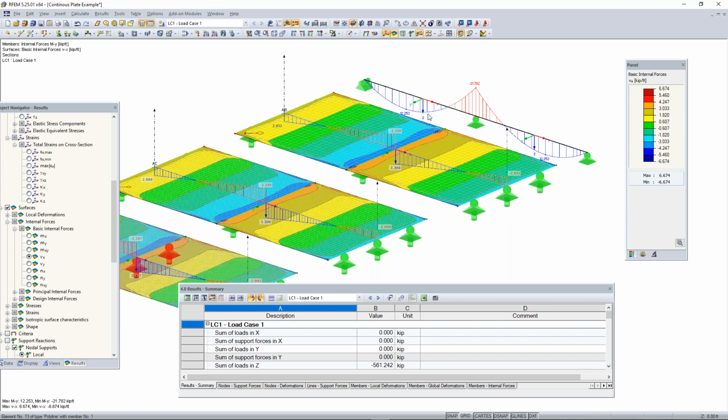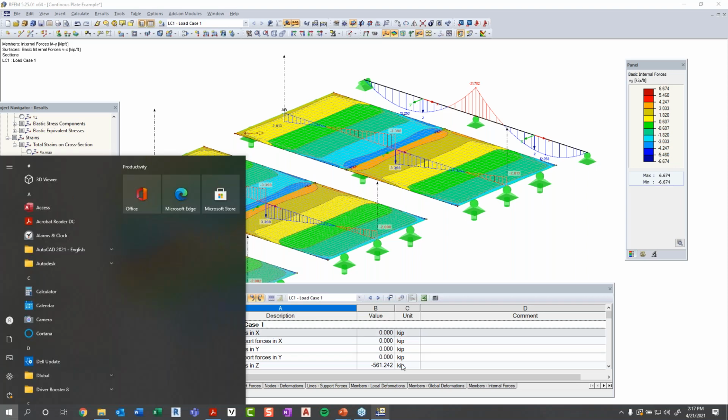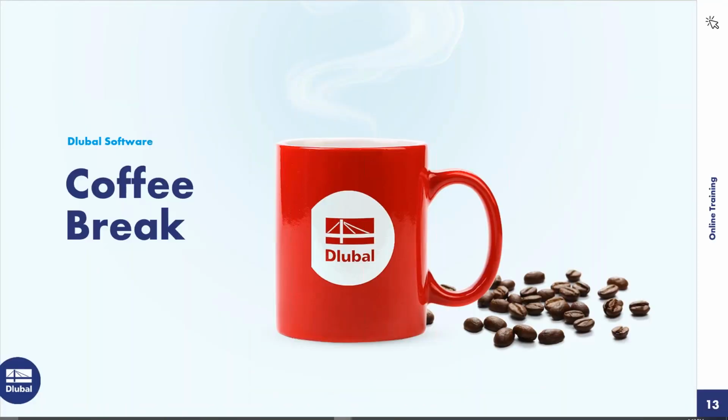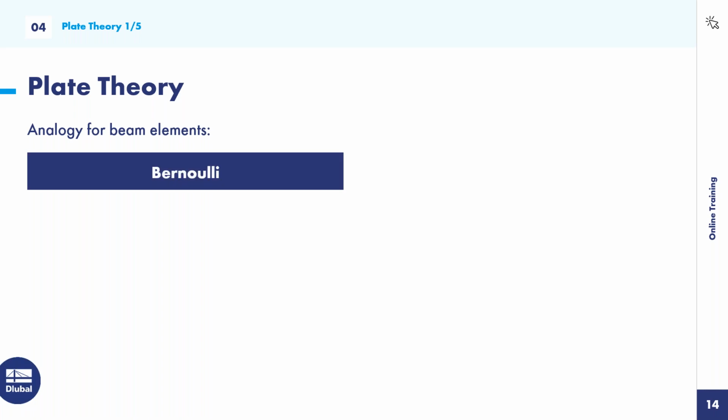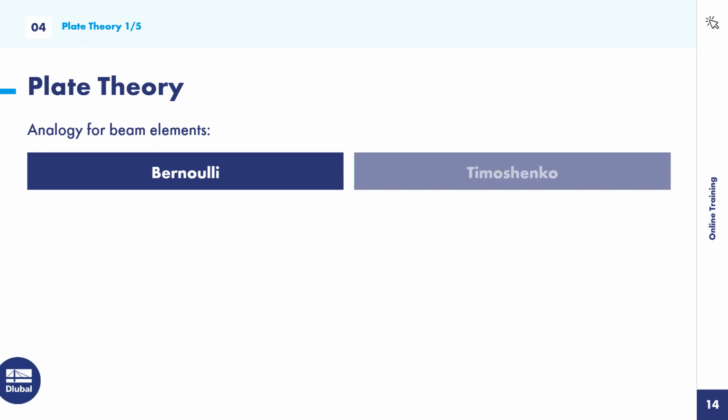And so right now I just want to go back to the PowerPoint so we can go over and compare some plate theories. So if I hop back to the PowerPoint, then we can go over plate theory. So to help understand these plate theories, I will use beam element theories as an analogy. So if I go to the analogy for the beam elements, the first beam element theory is Bernoulli's, and then the second beam element theory is the Timoshenko theory.